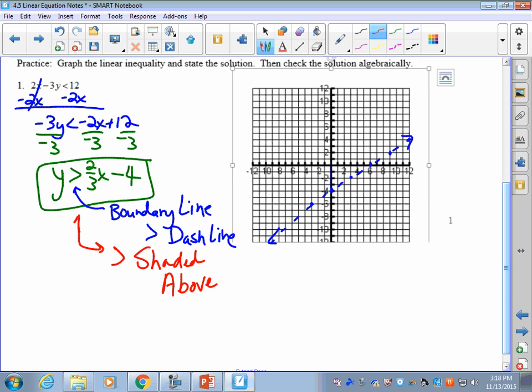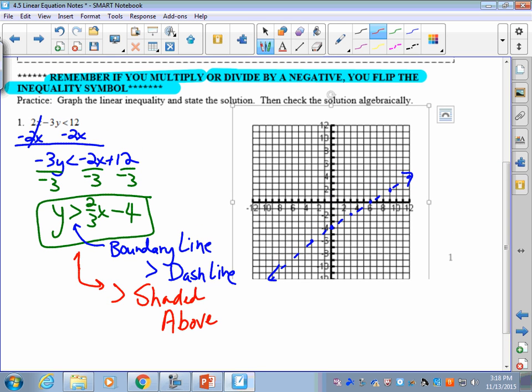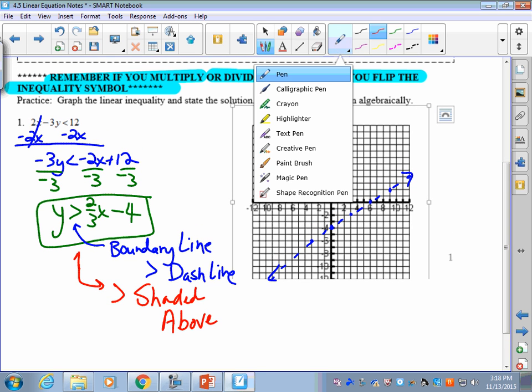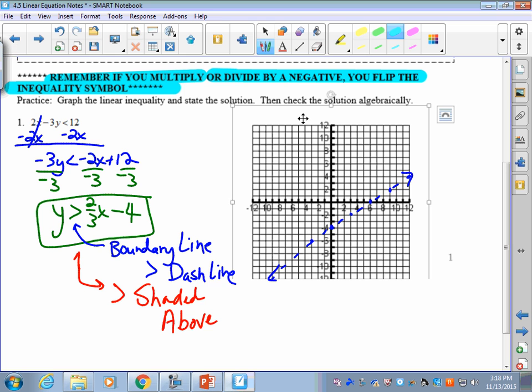All right, so all I'm going to do now, you can do it with your highlighter or with your pencil. We're going to take this line, I'm going to look above it. Above it is here, and I'm going to shade everything above the line. Okay?